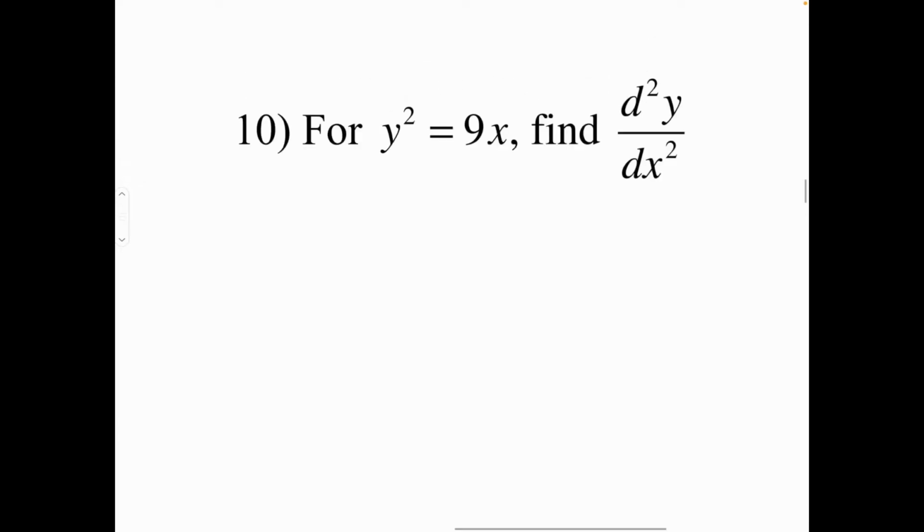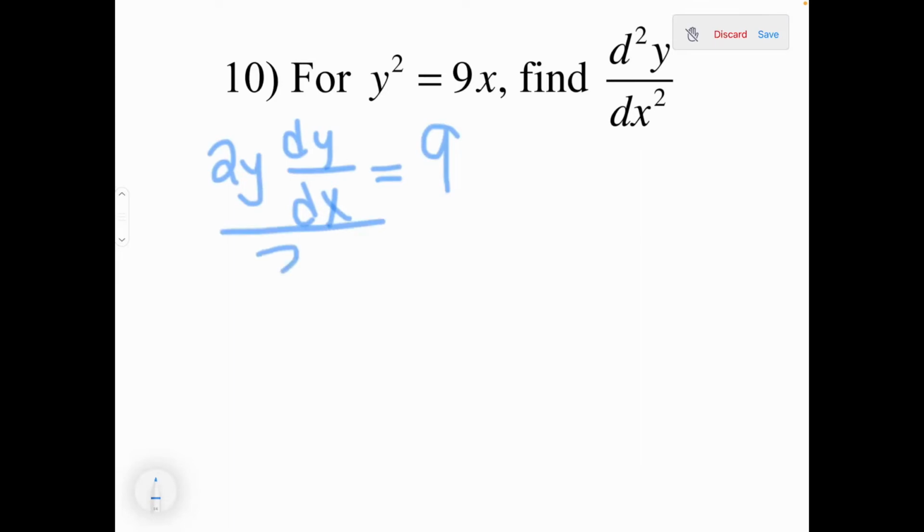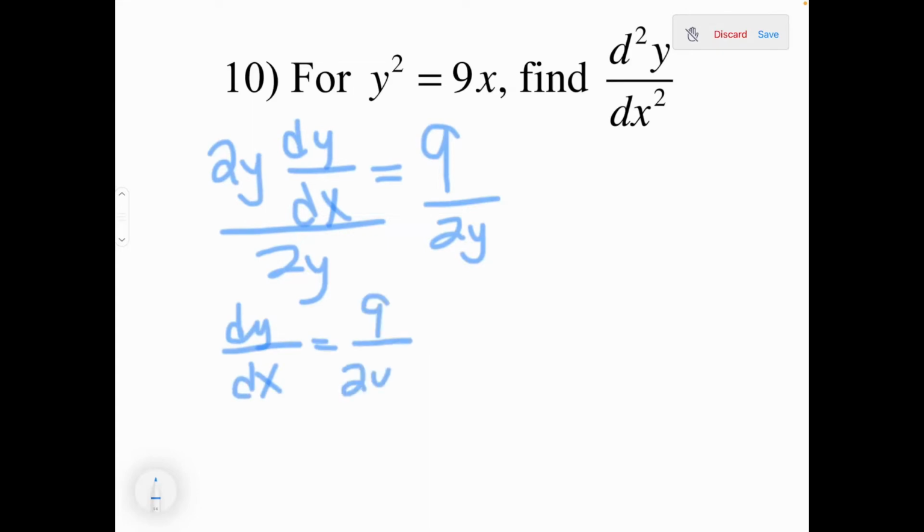On number 10, we're looking for the second derivative here using implicit differentiation. Derivative of y squared is 2y. So I get 2y dy dx is equal to the derivative of 9x, which is just 9 dx dx. We don't have to write that. Solve for y. We would just divide both sides by 2y. So we get dy dx is equal to 9 over 2y.